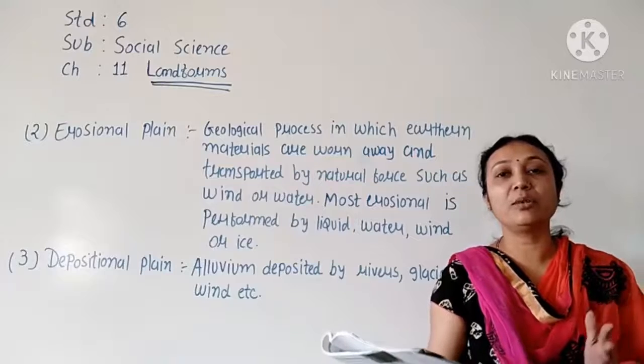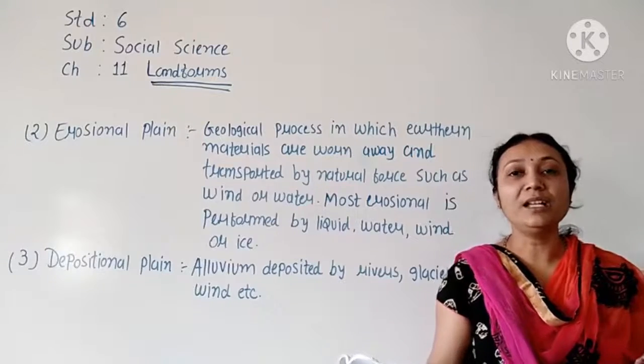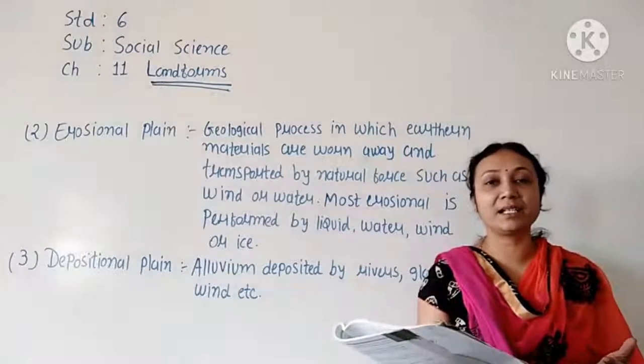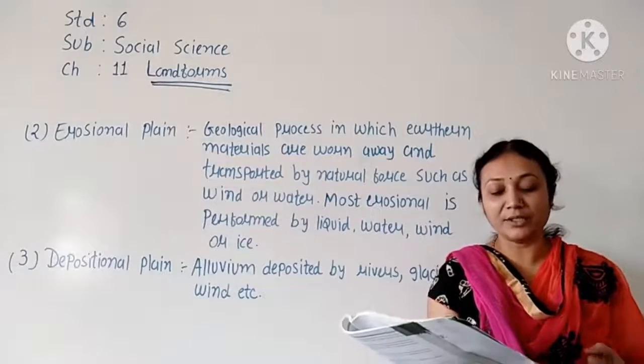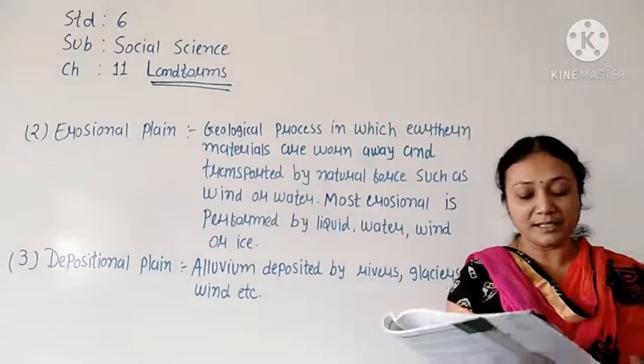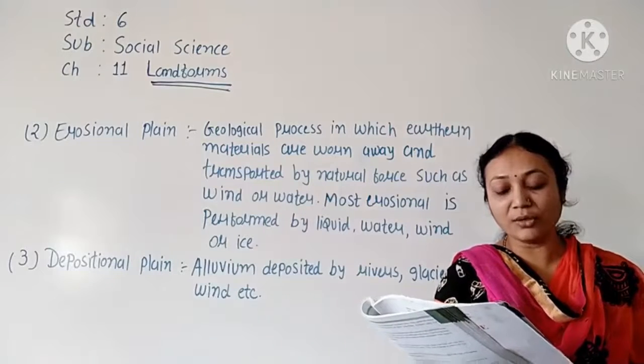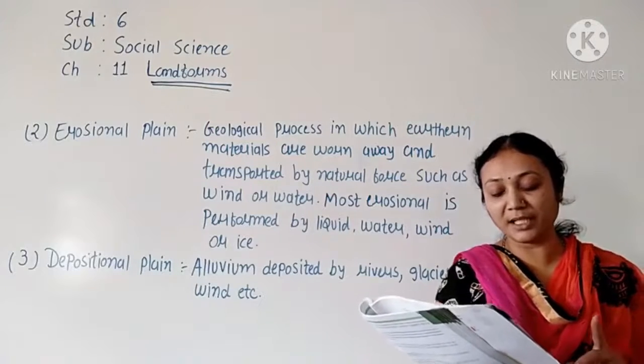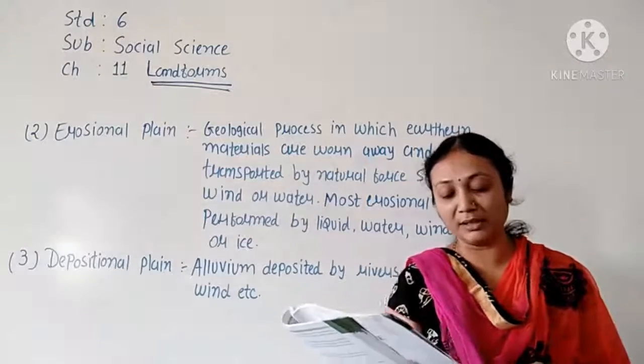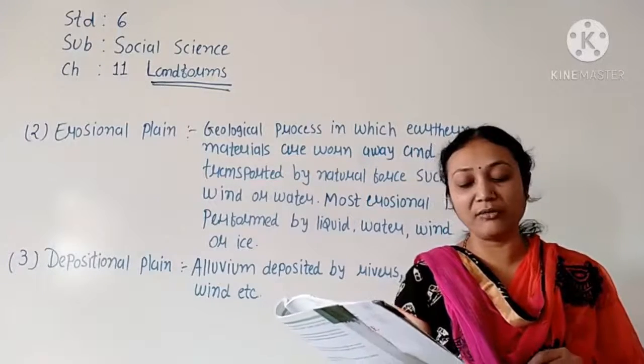Glacier means the water of ice. When ice is melted, that one forms a river. So that one is known as the glacier. The process of erosion goes on continuously on the surface of the earth over a long run of time.